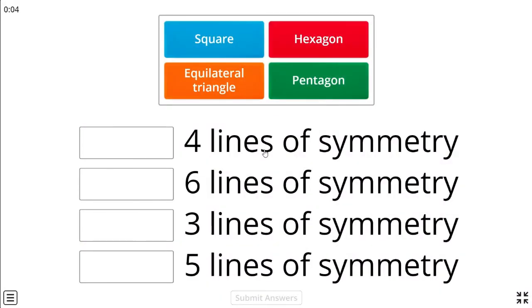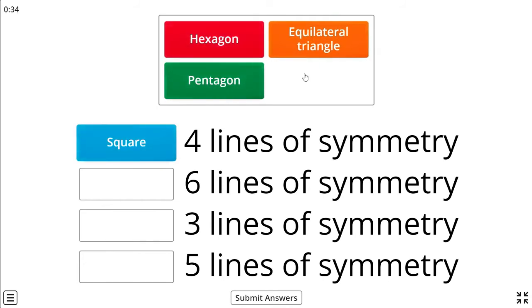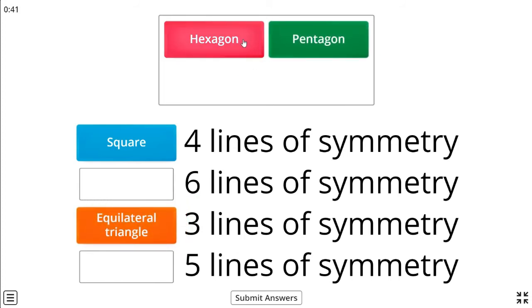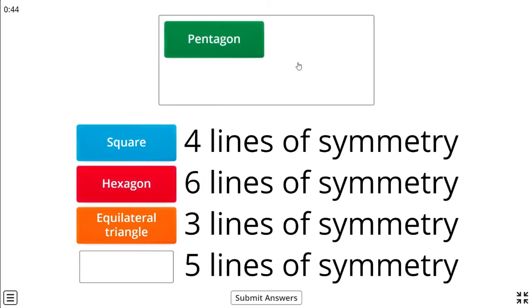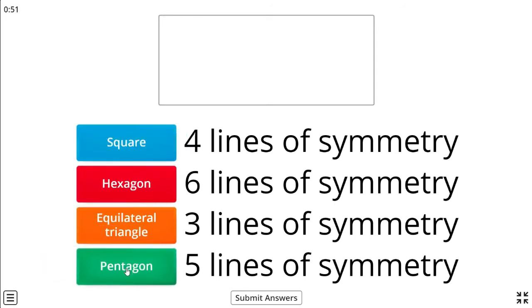Let's start with an exercise on the symmetry lesson. We have 4 shapes: square, hexagon, equilateral triangle and pentagon. We want to know the number of lines of symmetry for each. Square has 4 lines of symmetry. Equilateral triangle has 3 lines of symmetry. Hexagon has 6 lines of symmetry, and pentagon with 5 sides has 5 lines of symmetry.